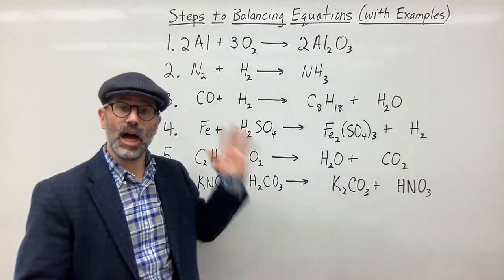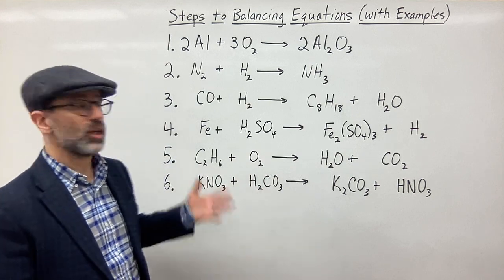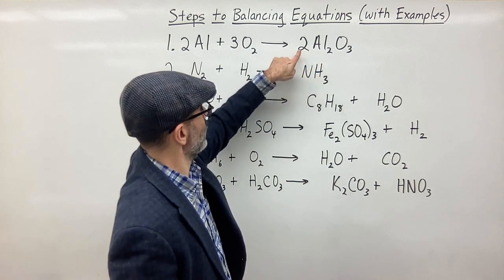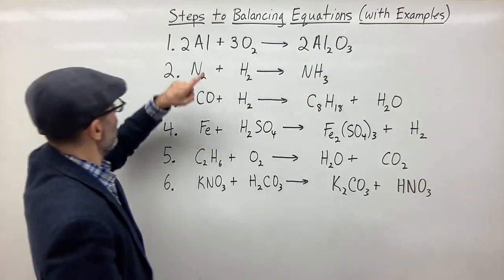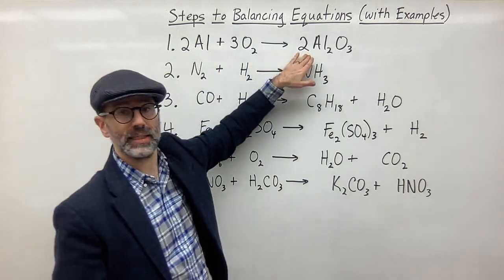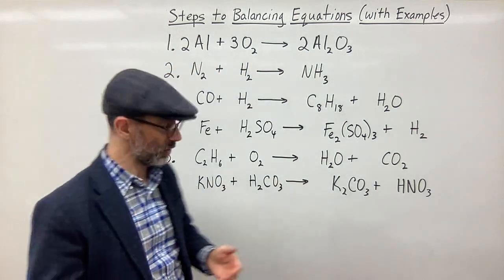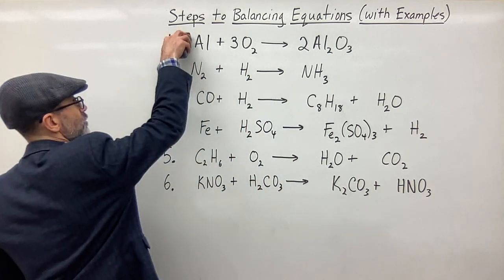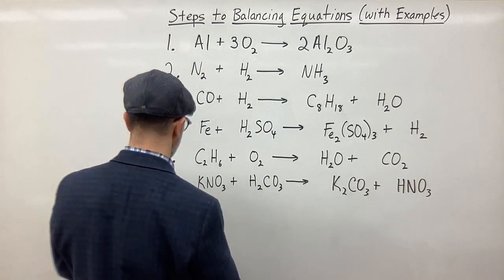Okay, so now my oxygens are balanced, but look, my aluminum is no longer balanced. So I have 4 on this side, 2 times 2 is 4. And I have 2 times 1 is 2, so I have 2 on this side. I have 4 on this side. So I'm going to have to rebalance the aluminum. So I'm going to need to change this 2 to a 4.